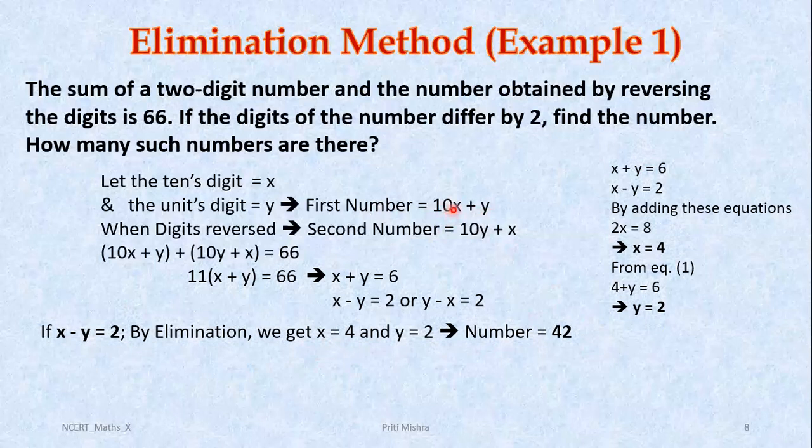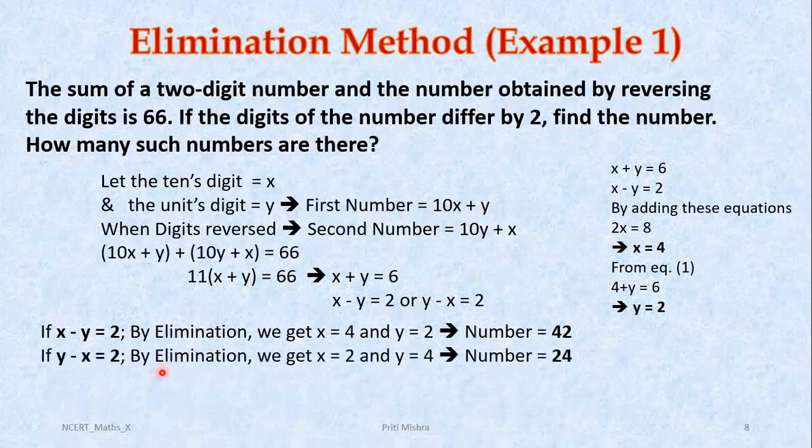So 10 into 4 plus 2 means 40 plus 2. So the number is 42. If we take another choice, y minus x is equal to 2, then you can find out x is equal to 2 and y is equal to 4. Then the number will be 24, right?